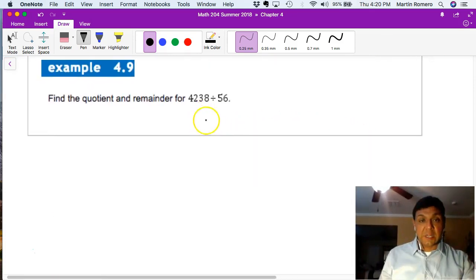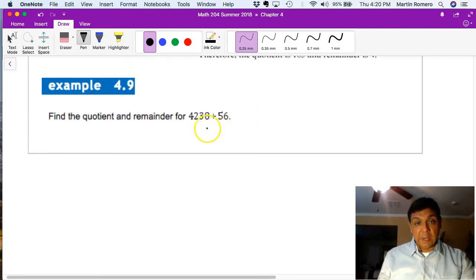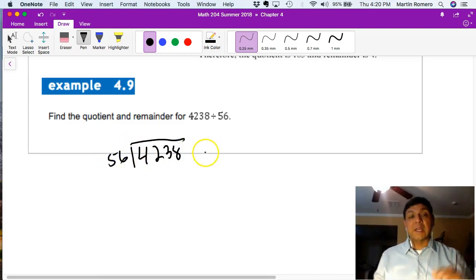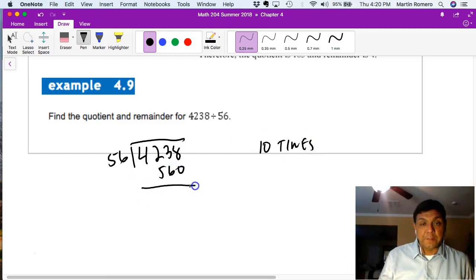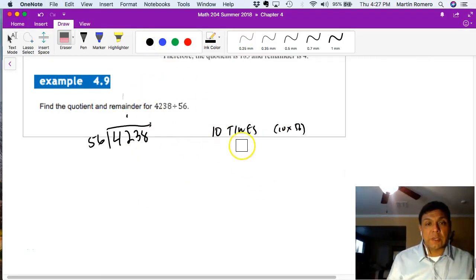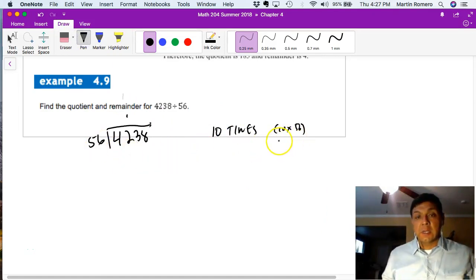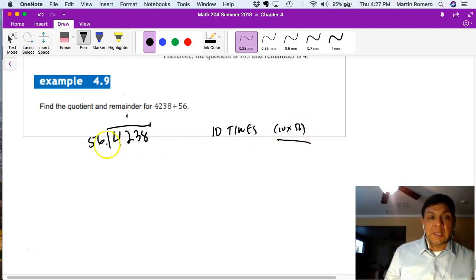So let's finish this division algorithm here using this right here. So it's 4,238, and then you ask yourself, how many times does 56 go into this? I don't know, so let's take a guess. Let's go with, I know 10. Just to show an example, I know it goes into it 10 times. So then I'm going to put a 560 here. And so I know, like we were saying, it goes in 10 times. 56 goes into this at least 10 times. So you're going to do 56 times 10.